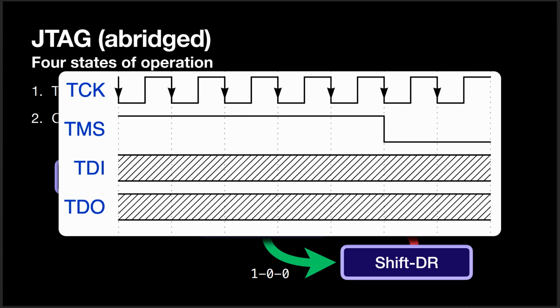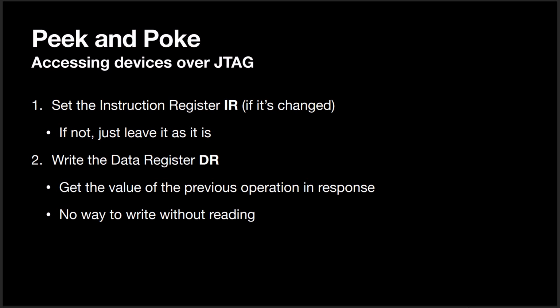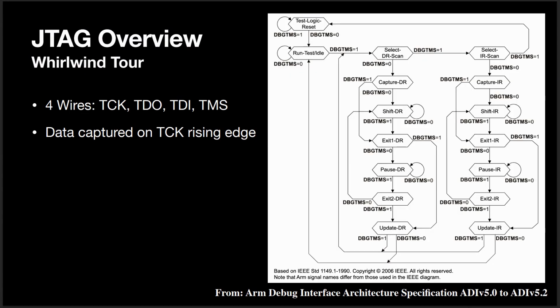I was supposed to talk about how we can simplify it down to 4 states, and we go between them, but here's just an example of what the clock looks like if you happen to be partial to timing diagrams. So basically the way we peek and poke is we go into the shift IR state, which is kind of difficult to see without a pointer.